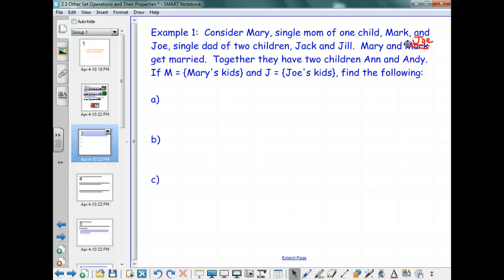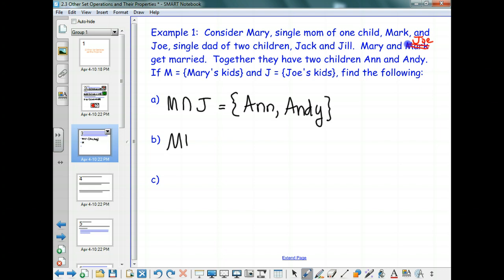So the first thing we're going to look at is M intersect J. Okay, so what does that mean? What would that mean physically in this description? They're both their children. Combined, we had two children together, and that's Ann and Andy, right? So anytime you're doing these, you're putting curly braces. This is Ann and Andy.